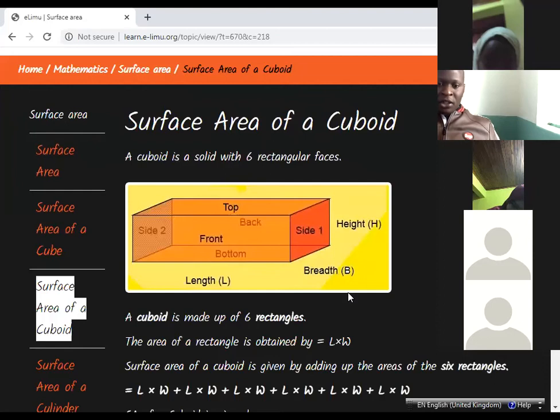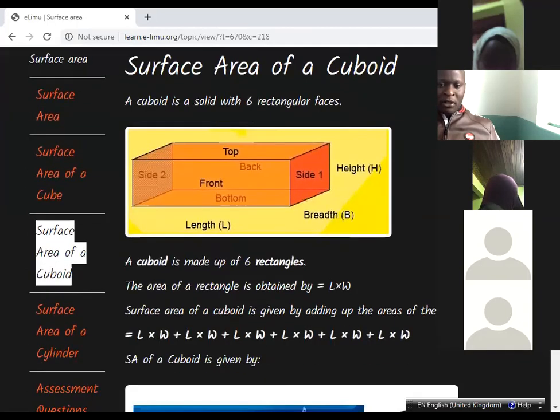I hope my illustrations are very clear. If you observe on the screen very keenly, you can see the circuit there. All the procedure I've been giving you has been displayed there. A cuboid is made up of 6 rectangles. I want someone to read for us that information up to the last one. Masood, read for us the information.